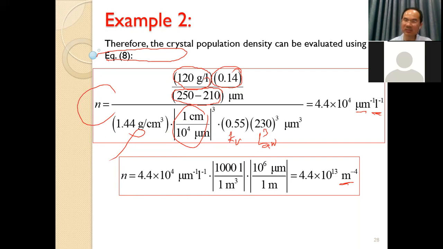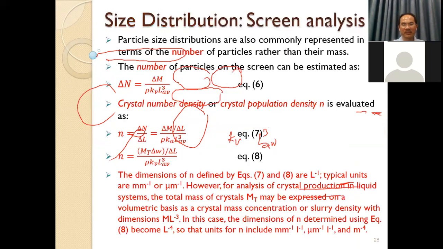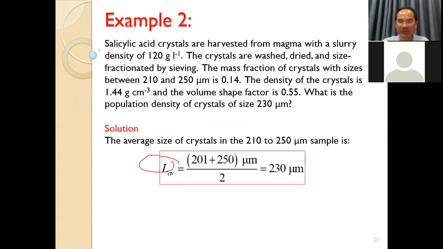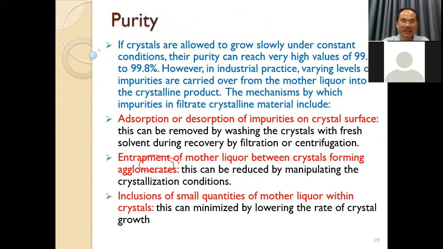You know, 1 meter equals 10 to the power 6 micrometers. You get this. So this is the crystal density distribution. You can convert from the size to the number, and you can convert the number to the size by using this converter, log of L to the power 3. You can use this to convert from the number to size, from the size to the number. Okay, this is the technique to analyze the particle size distribution or crystal size distribution.